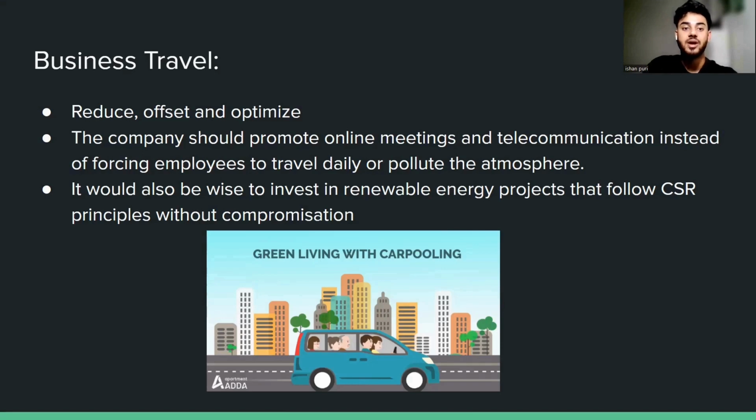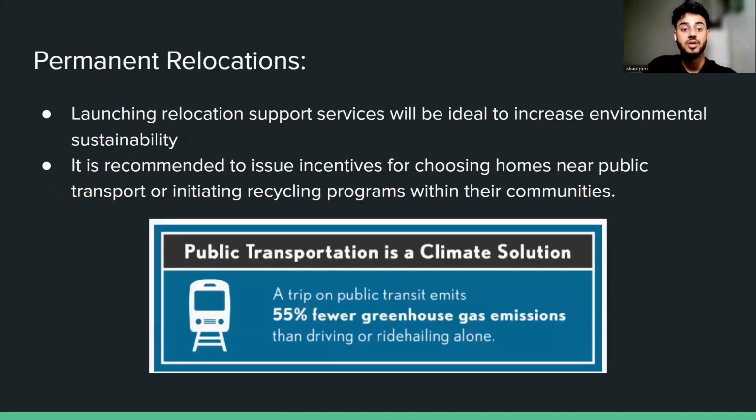Offsetting emissions is a direct application of CSR principles, demonstrating the company's commitment to environmental sustainability. Moreover, Woolworths can optimize travel arrangements by encouraging employees to select sustainable transportation options, choose eco-friendly hotels, and minimize single-use plastic consumption during their business travels. These practices not only promote CSR, but also align with Woolworths' commitment to environmental conservation. The next point we have is the last one, so permanent relocations.